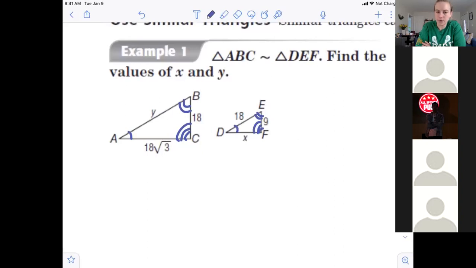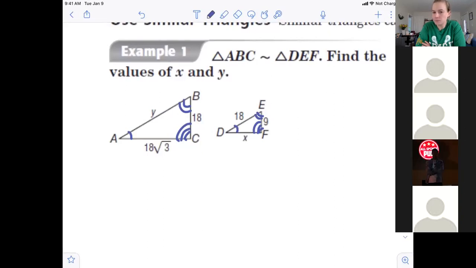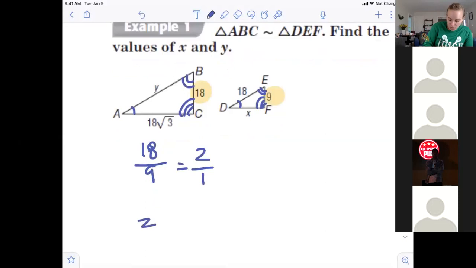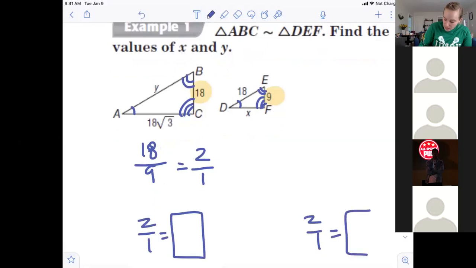Who's got me? You can write a ratio. 18 over 9. Very good, Kate. 18 over 9. There's no other option because it would be y and 18, which doesn't simplify, and then 18 root 3 and x, and that won't simplify. But 18 and 9 simplify really nicely to just be 2 over 1. Now, normally we write 2 over 1 as just 2, but this is a ratio. It's a fraction. It's like something to something else. So we're going to keep that 1 on the bottom. We're going to write 2 over 1 equals another ratio to find both x and y.